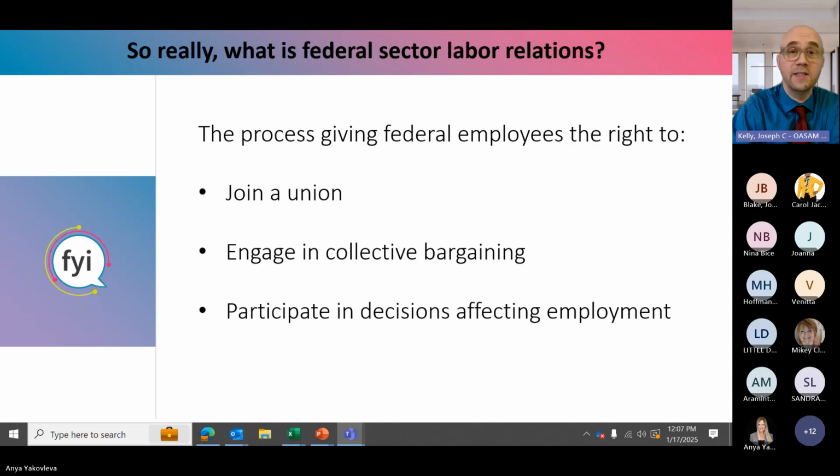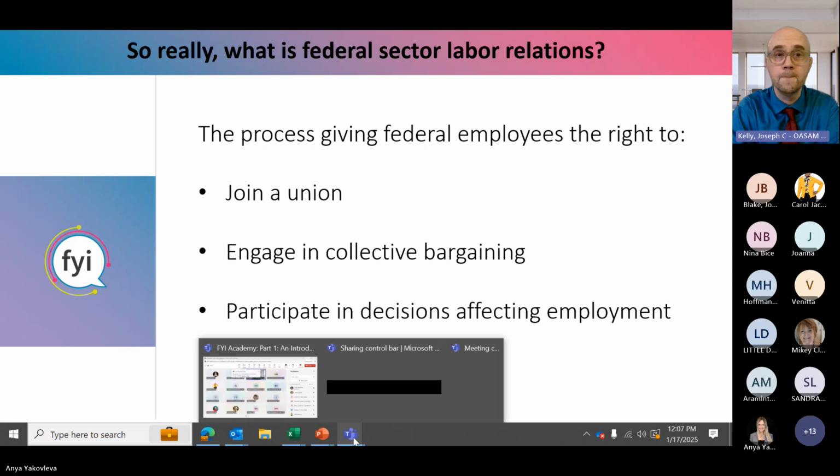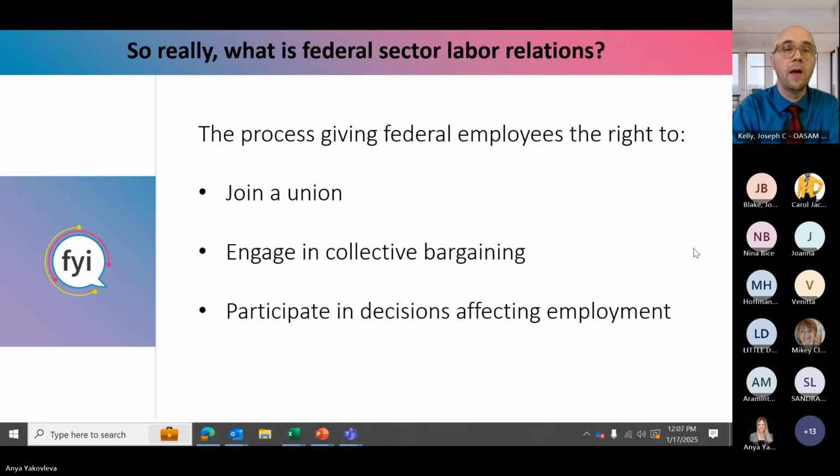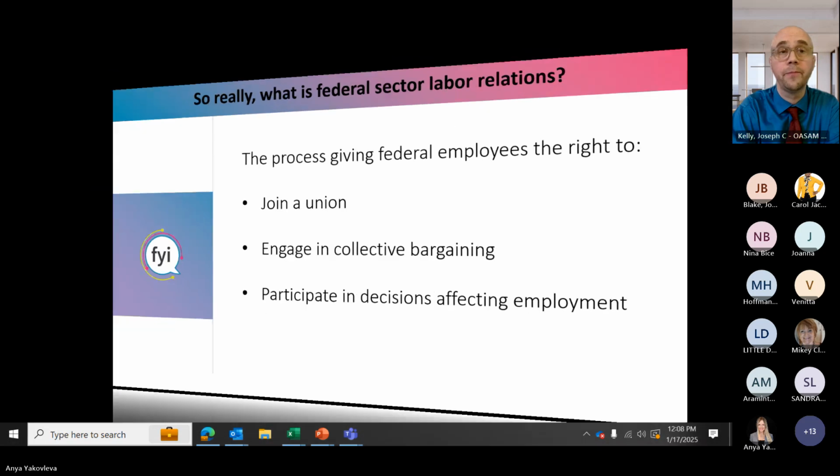So then really, what is federal sector labor relations? I think a better definition, and this is my definition, is the process giving federal employees the right to join a union, to engage in collective bargaining, and to participate in decisions affecting employment. Next slide, please.